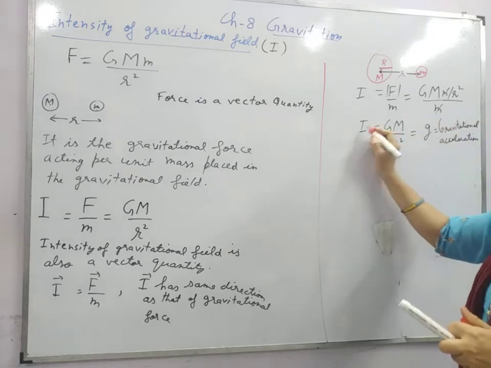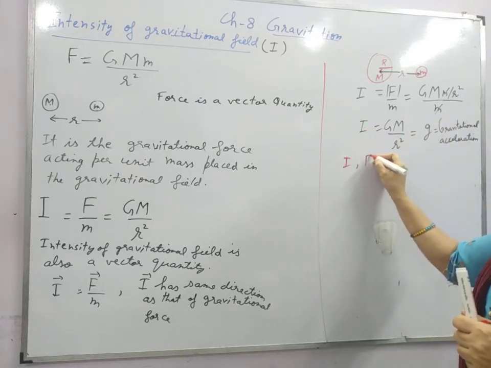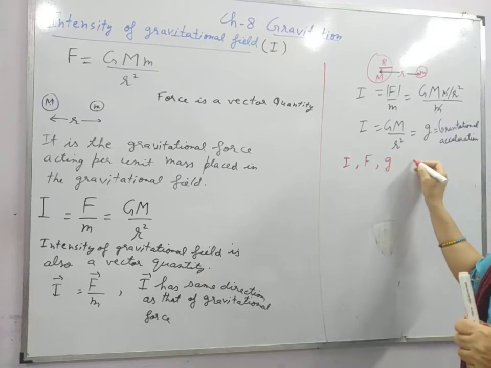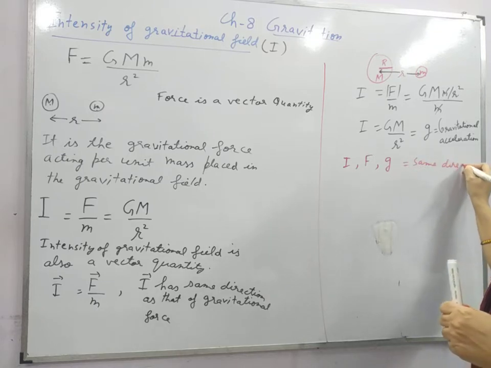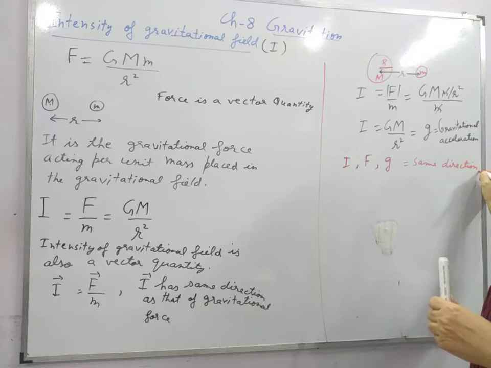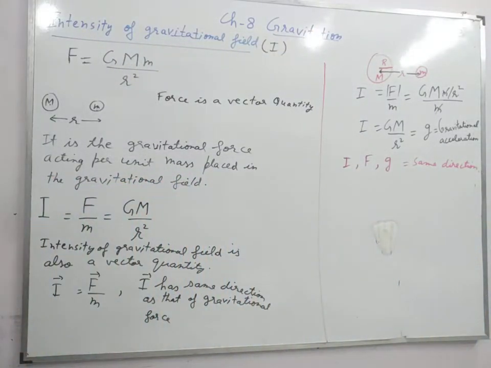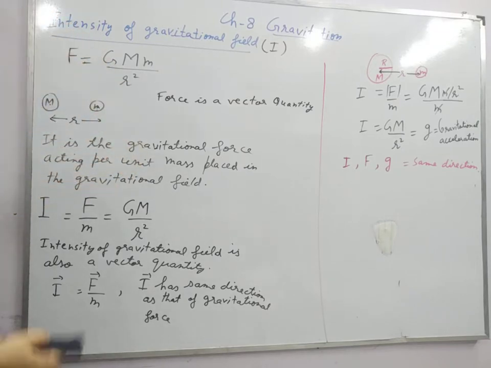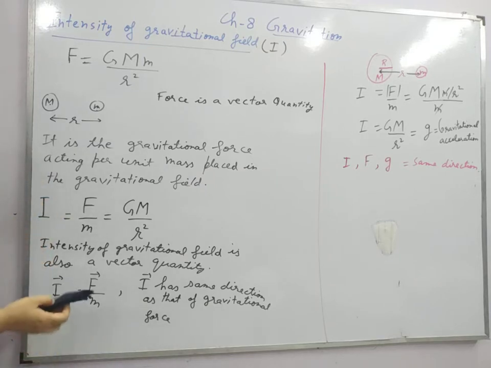So that means I has the same direction as F, and g also will have the same direction as F. So these have the same direction. Let's take a small question; a detailed question I'll take later in some video. I'll just tell you that intensity of gravitational field is a vector quantity. So what will be the intensity at any point on the line joining the two masses?